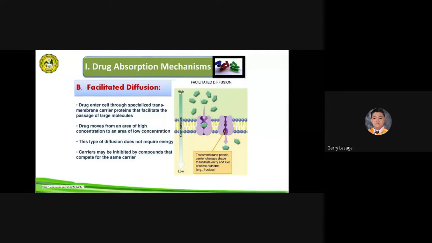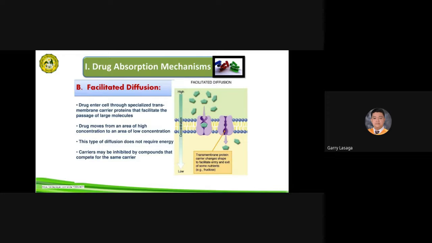The other type of membrane transport mechanism is the active transport. So we have two major mechanisms whereby molecules are being transported from one part of the membrane to the other, and these are the passive transport and the active transport.